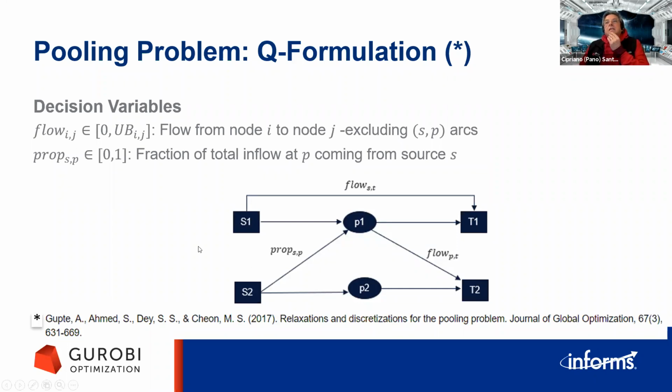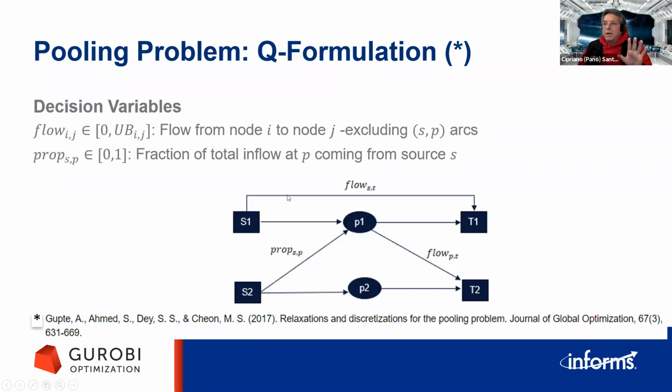So the decision variables in this Q formulation are going to be flow, the flow from node I to node J. And so we are going to have flows from source nodes to target nodes and from source nodes to pool nodes. No, to pool nodes, no, we don't have flows. Sorry, that's a mistake. We have another variable for that. So flows from source nodes to target nodes and from pool nodes to target nodes.